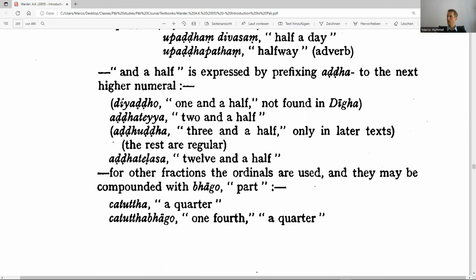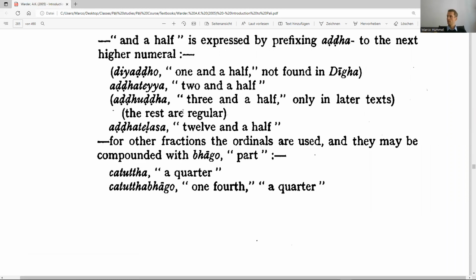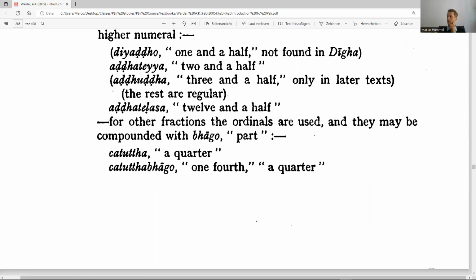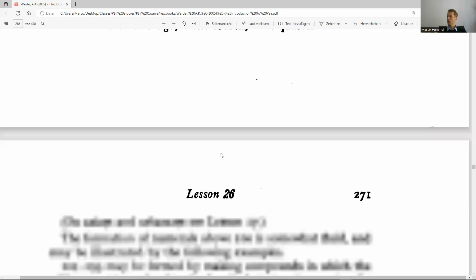So here we have di. Here it is put in the second part, as the second part, whereas here it is prefixed: aḍḍhateyya, 2.5, aḍḍhuḍḍha, 3.5, only in later texts, and the rest is regular. Aḍḍhaterasa, 12.5. For other fractions, the ordinals are used, and they may be compounded with bhāgo, part: catuttha, a quarter; catutthabhāgo, 1/4 or a quarter.